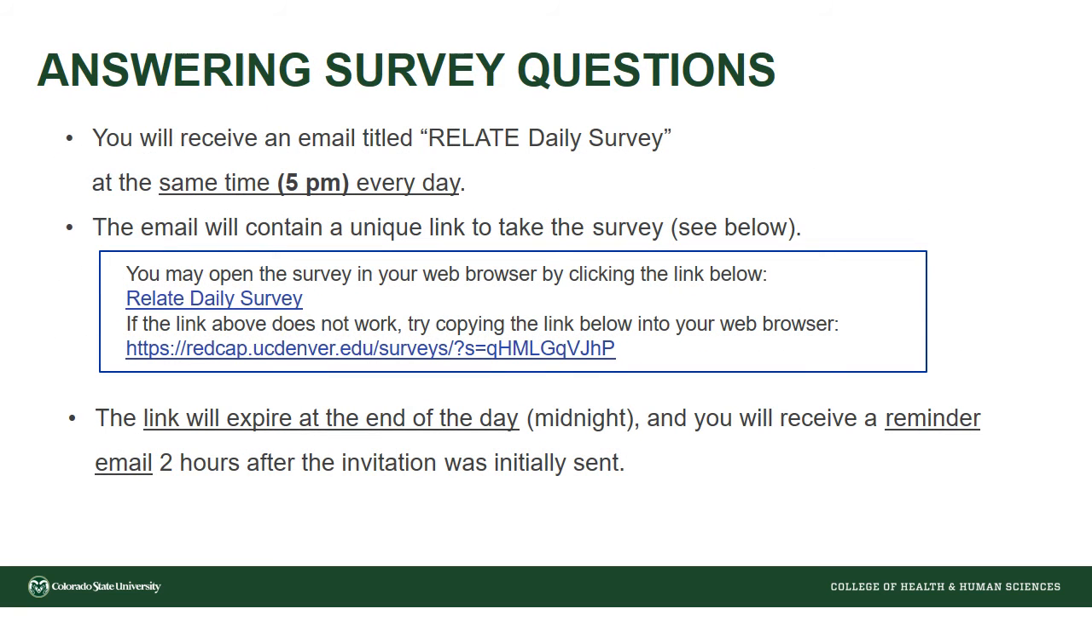You will receive an email titled Relate Daily Survey at the same time, 5 p.m. every day. The email will contain a unique link, like you see here, to take the survey. The link will expire at the end of the day, and you will receive a reminder email 2 hours after the invitation was initially sent.